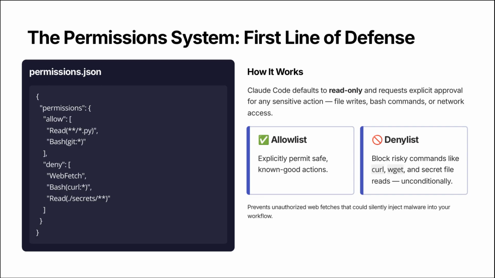With this system, Claude Code defaults to a read-only state and requires explicit approval for any sensitive action, such as file writes, bash commands, or network access. This prevents unauthorized web fetches that could potentially inject malware into your workflow. Remember, the permission system is your first line of defense. Use it wisely to protect your code and your system.